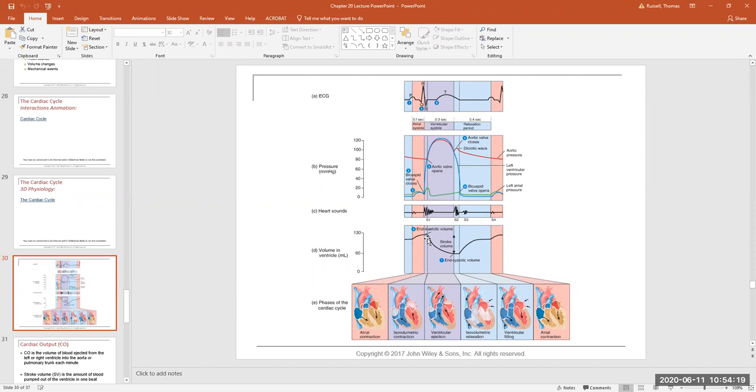So the AV valves open just after isovolumetric relaxation, and the semilunar valves open just after isovolumetric contraction. And so why do we have these isovolumetric phases, contraction and relaxation? To change the pressure in a ventricle. That's why. So in isovolumetric contraction, ventricular pressure rises above aortic pressure on the left side, and in isovolumetric relaxation, ventricular pressure drops below atrial pressure. And it's the change in these pressures that causes the opening and closing of the valves. Over here, the semilunar valves open and we get ventricular ejection. And right here, the AV valves open and we get ventricular filling.